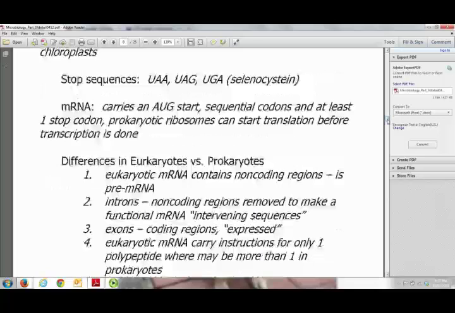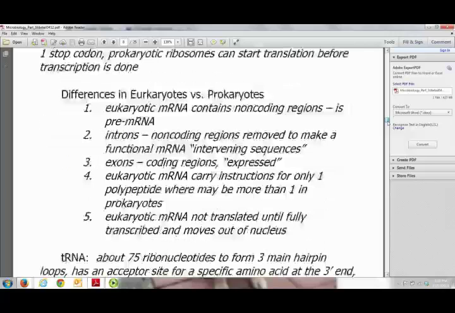The mRNA is going to carry an AUG to start, and then it will have sequential codons and at least one stop codon. The prokaryotic ribosomes are actually able to start translation before transcription is done. In a eukaryote, translation is going to be in the cytoplasm and transcription is in the nucleus. In a prokaryote, it's not sectioned off, so one enzyme can just hop on after the other one. It doesn't have to wait for it to move from one compartment to another. So there are some differences in the eukaryotes and prokaryotes here.